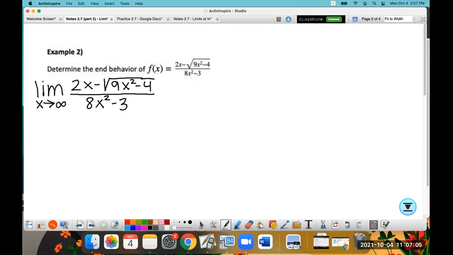So our other option is to look at our leading terms. What's our leading term in the denominator? That's super easy. Yes, 8x squared. Okay.